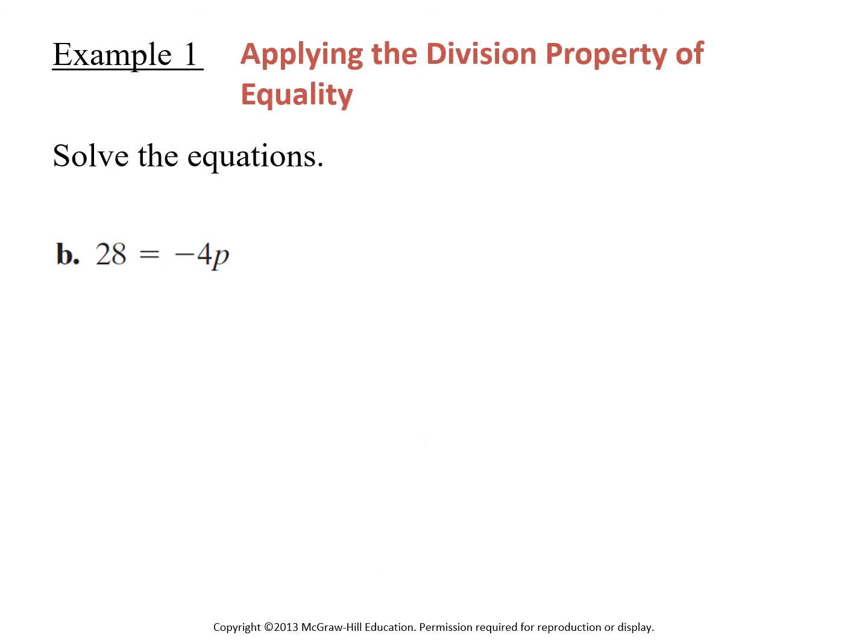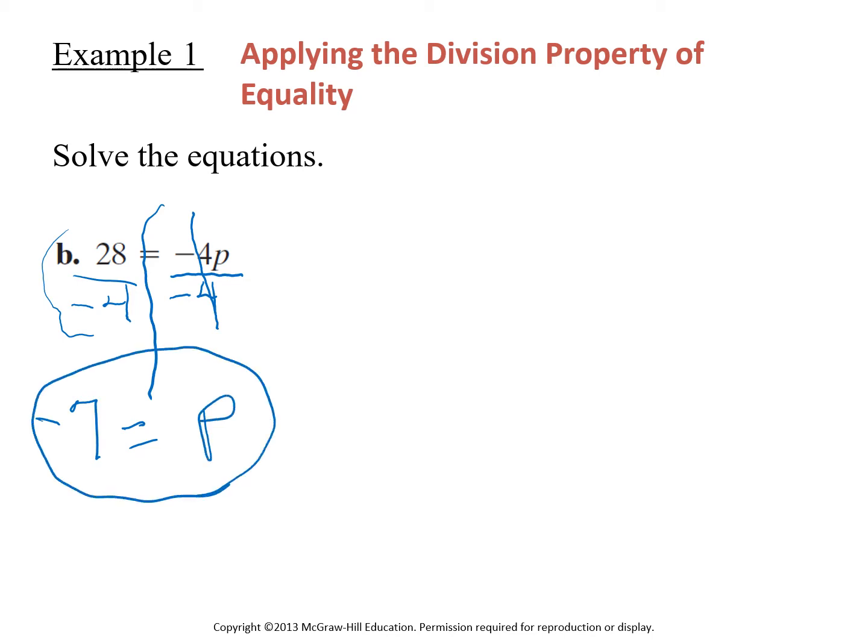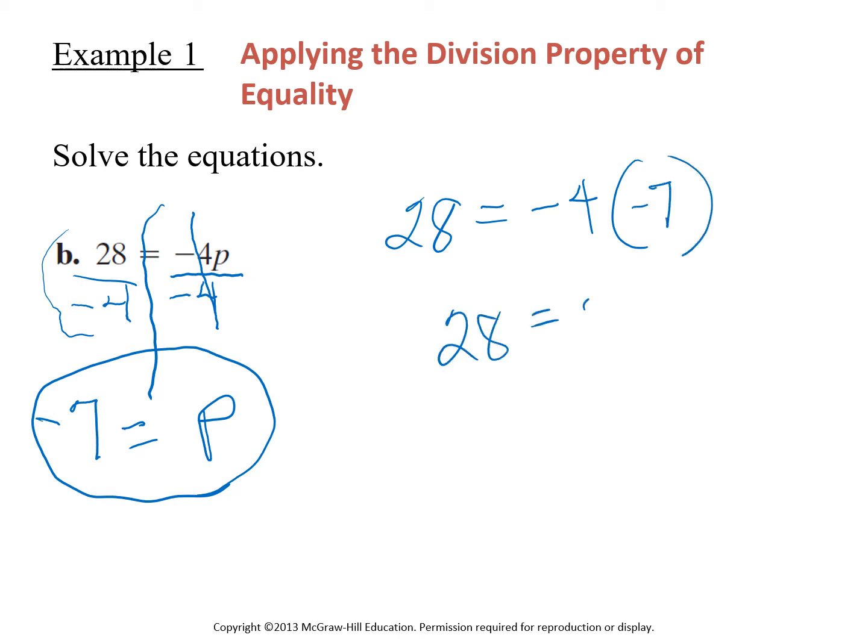My next equation, 28 equals negative 4p, and so I want to get the p alone, so I am going to divide both sides of this equation by the coefficient negative 4. I'm not changing the sign. So 28 divided by negative 4 is negative 7. Negative 4 divided by itself is 1, and 1 times p is p. So here's my solution, and I will check the solution by plugging in the value negative 7 for p, and I end up with a balanced statement.